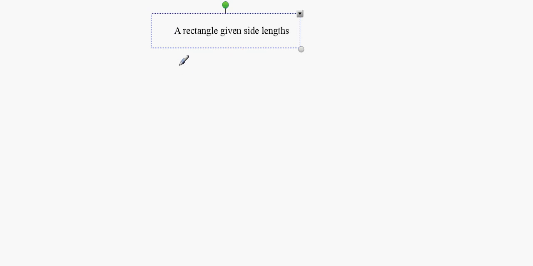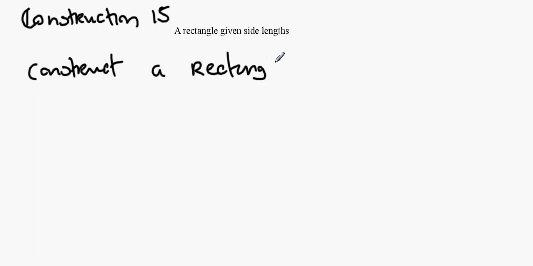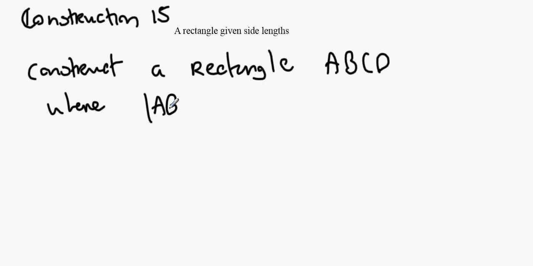Construction number 15, the last construction on our list. A rectangle given side lengths. So what I want us to do is construct a rectangle ABCD where AB equals 9, the length of AB equals 9 centimeters, and the length of BC equals 4 centimeters.